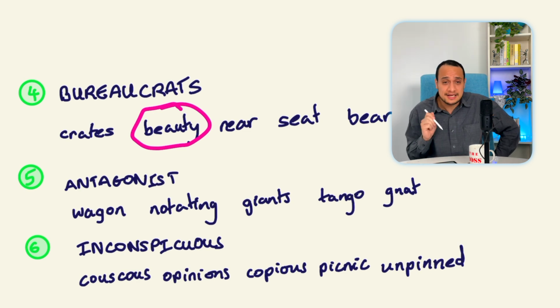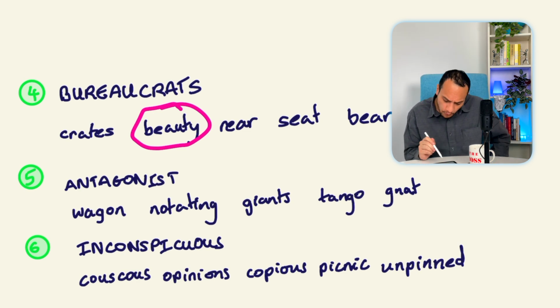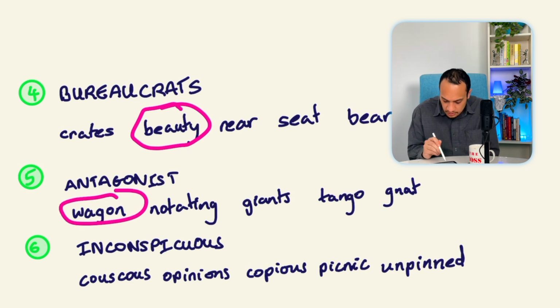Next one, antagonist. So we've got wagon, notating, giants, tango, and gnat. So wagon cannot be formed because we've got no W. We've got agon, but we haven't got W. So this is quite straightforward. It's going to be the first one. Notating can be formed, giants can be formed, tango can be formed, and gnat can be formed.